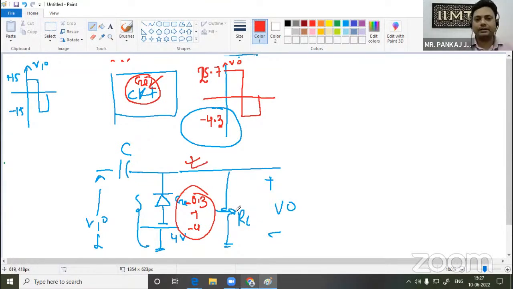So students, I'm hoping that by this duration of time you are aware of clampers, and you have learned something about clampers and how to solve clamper circuits. In the next lecture we will try to discuss parallel clipper as well as series clipper.